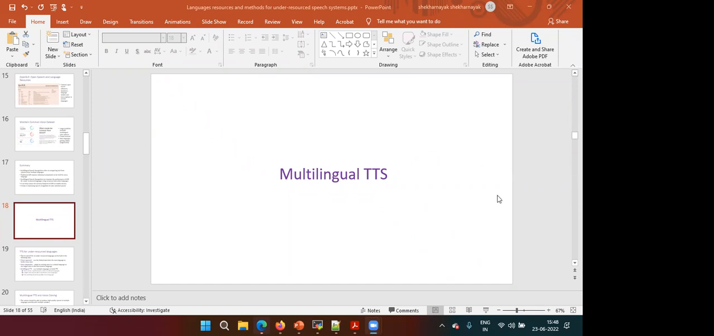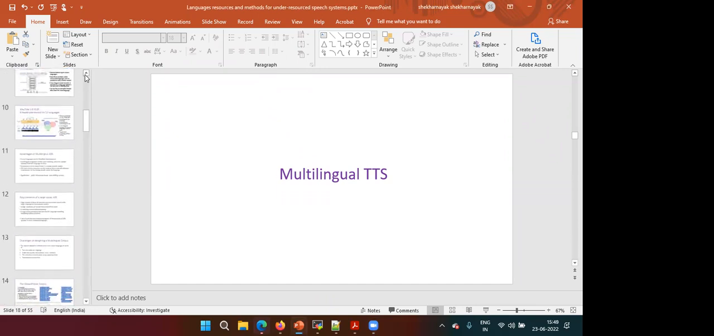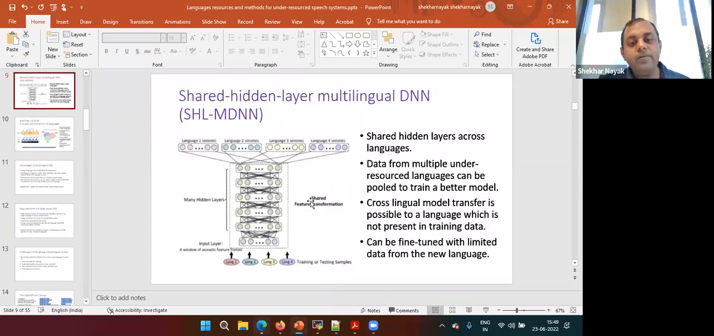Thank you, sir. I had another question on the shared hidden layer MDNN. How does the performance on the previously trained languages change when we pre-train the network on a low resource language? It improved the performance on each of the languages which was already used in the training data. It outperformed the monolingual recognizers for each of those languages, as well as for the new language to which the model was transferred, where it also improved performance compared to the monolingual recognizer.